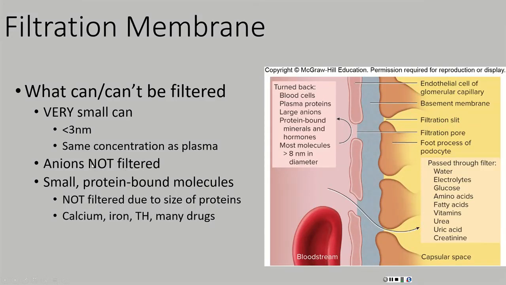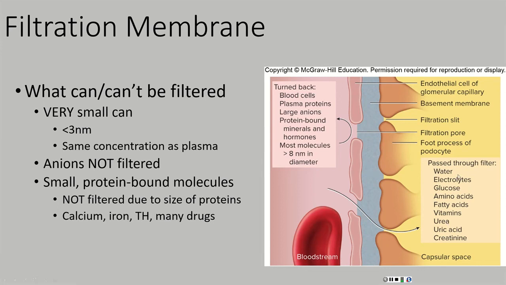Anions, negative ions, are not filtered. Regardless of size, they are not filtered. And small protein-bound molecules are not filtered. Again, regardless of size, they're bound to proteins, and the proteins are much too large to be filtered. And that's things like calcium, iron, thyroid hormones, lots of drugs that are carried in your blood, not necessarily illicit drugs, but things like, for example, penicillin. Penicillin is bound to a plasma protein.